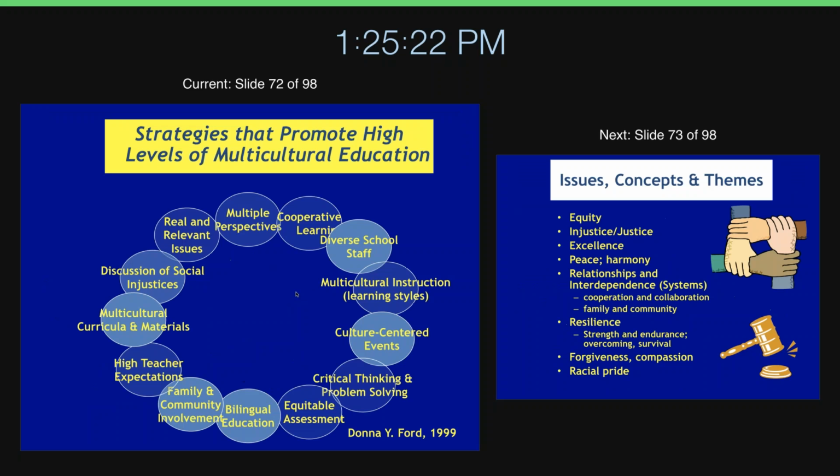This is a visual that I created just in terms of strategies. I'm not going to list all of them. You see them on the screen.